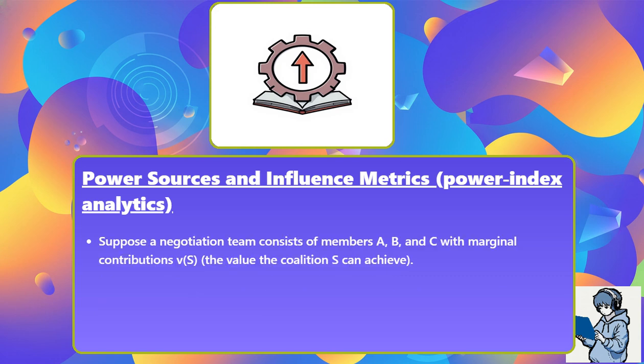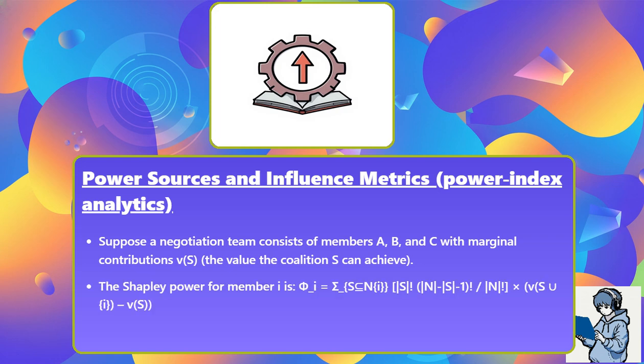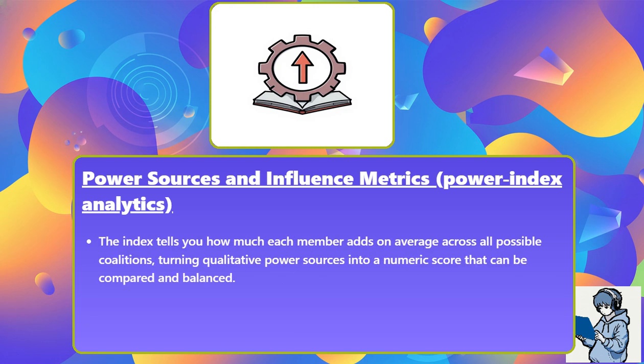Suppose a negotiation team consists of members A, B, and C with marginal contributions V of S, the value the coalition S can achieve. Phi I equals the sum over all subsets S of N without I of S factorial times N minus S minus 1 factorial divided by N factorial, multiplied by V of S union I minus V of S, where N is the set of all members. The index tells you how much each member adds on average across all possible coalitions, turning qualitative power sources into a numeric score that can be compared and balanced.